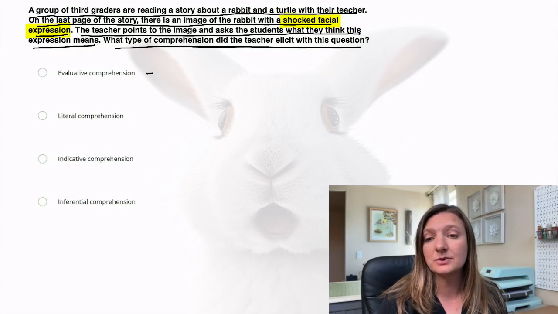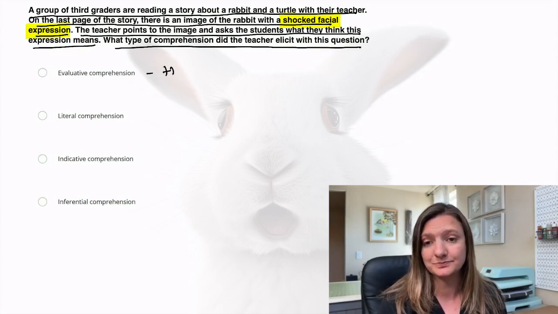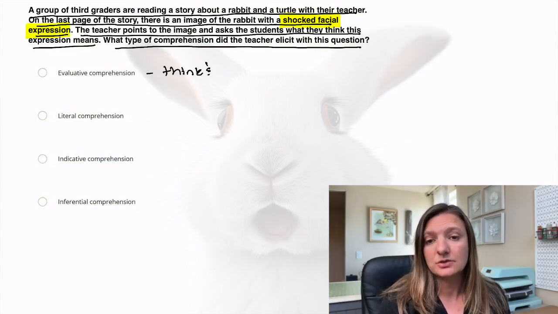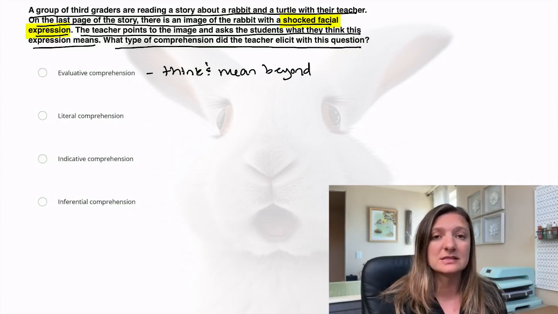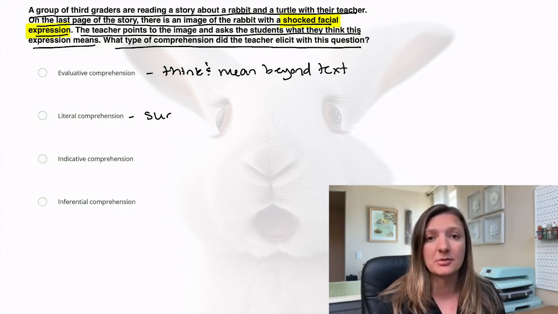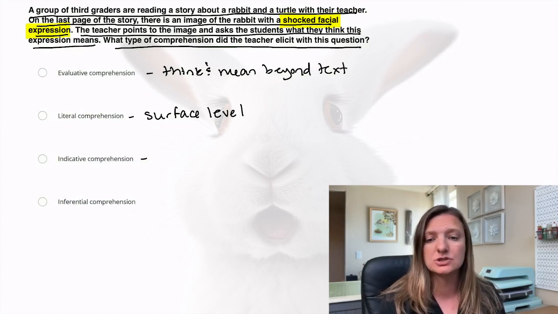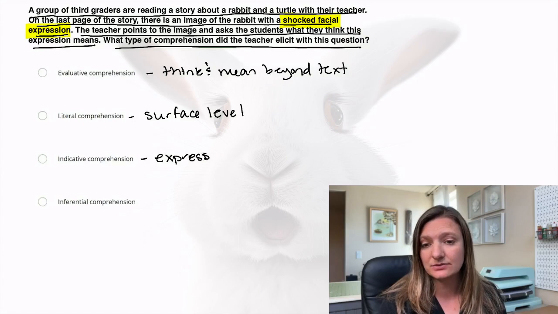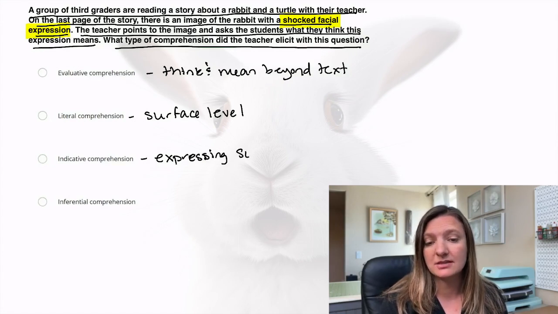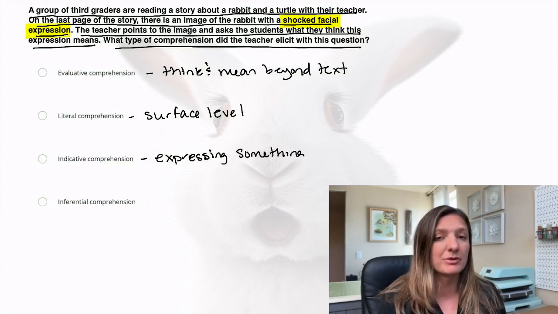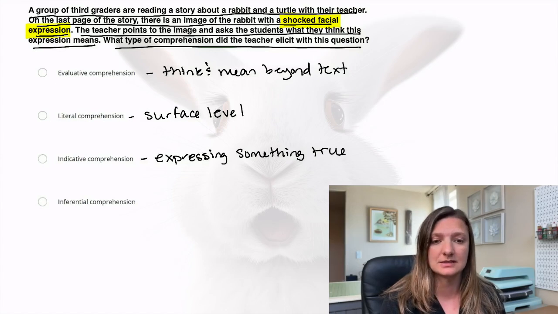So the evaluative comprehension, this is going to be when you're asking your students to think beyond the text. So taking that text and saying, okay, well, how does that apply to your life? Literal comprehension, this is very surface level. So the expressions on the page or the actual, what they see in here. Indicative comprehension, this is going to be when they are expressing something in the text that's true.